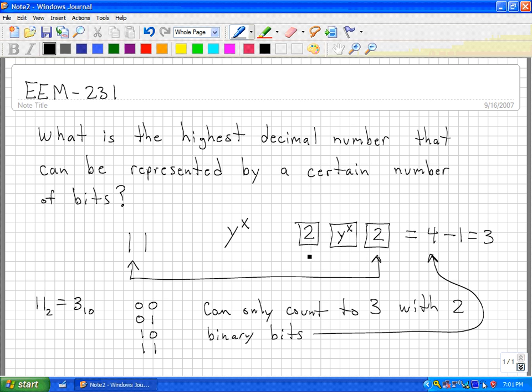So using our formula 2, y to the x key, x meaning how many bits, equals 4, then we must subtract 1, and we'll see that our answer is 3. I'm sorry, that doesn't show up too well, does it? Is equal to 3, and then I want to highlight our answer.